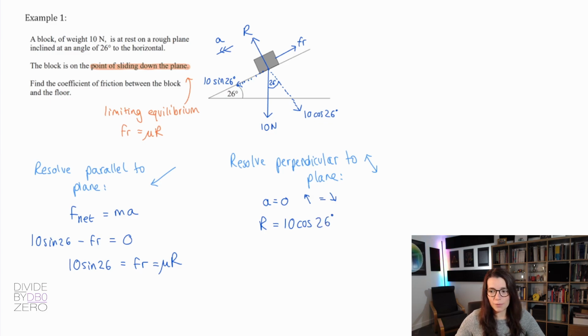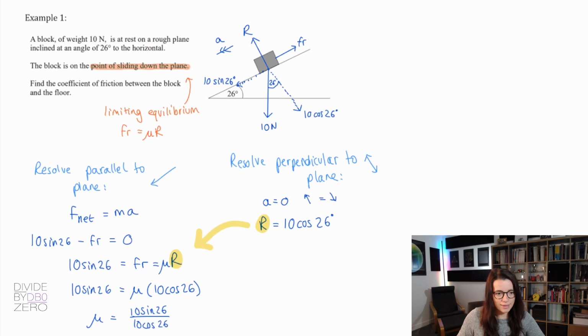That's useful because now we can take that R value and sub it into here. So we're going to get 10 sine 26 is equal to mu times 10 cos 26. And then we can rearrange for mu. So mu is going to be 10 sine 26 over 10 cos 26. And that turns out to be 0.48773, etc. So roughly 0.49 to two significant figures. And we're finished because we found mu, and that is the coefficient of friction.